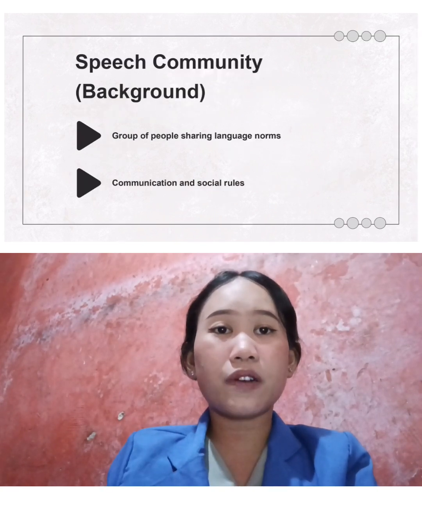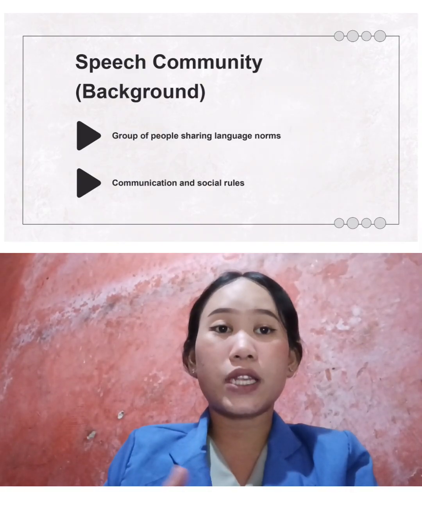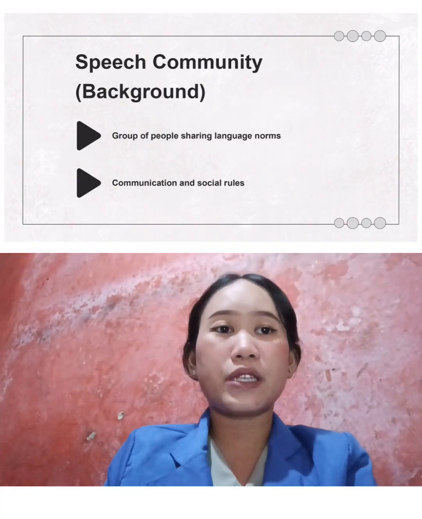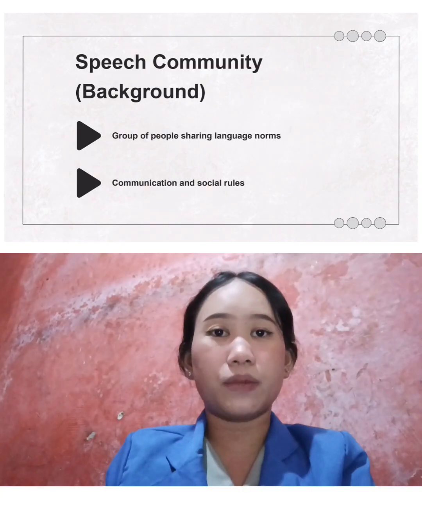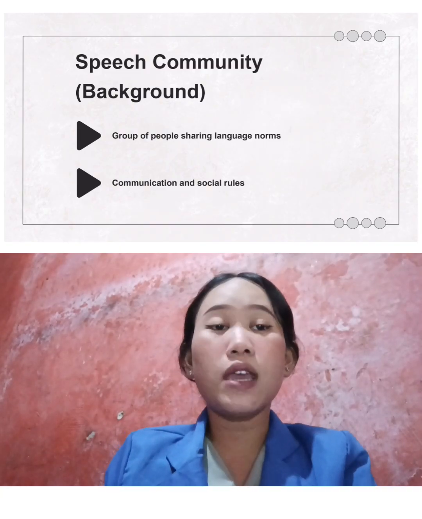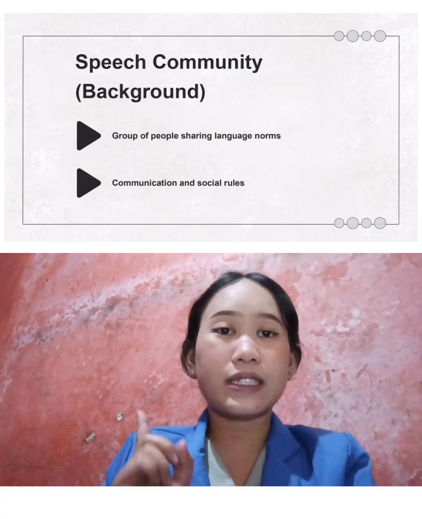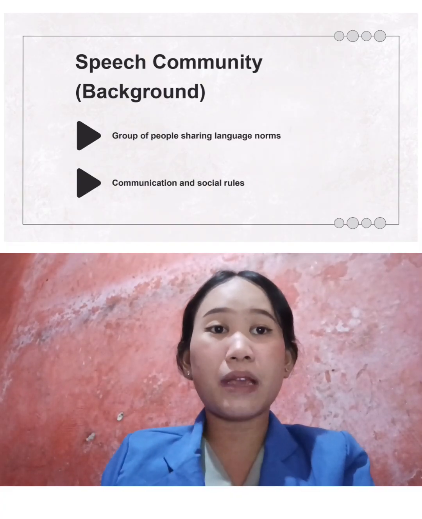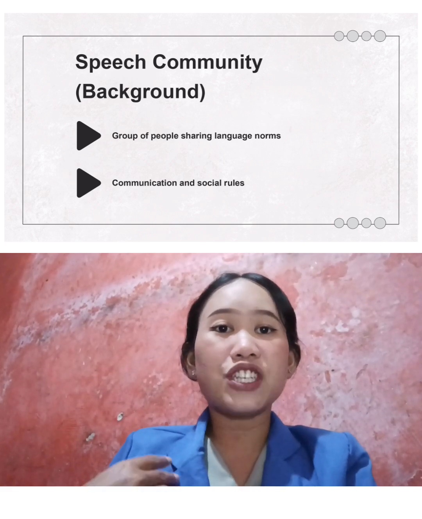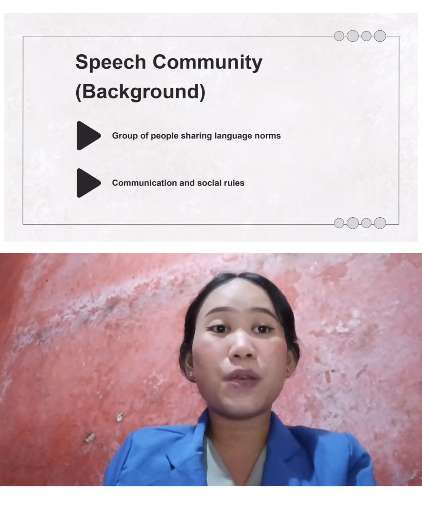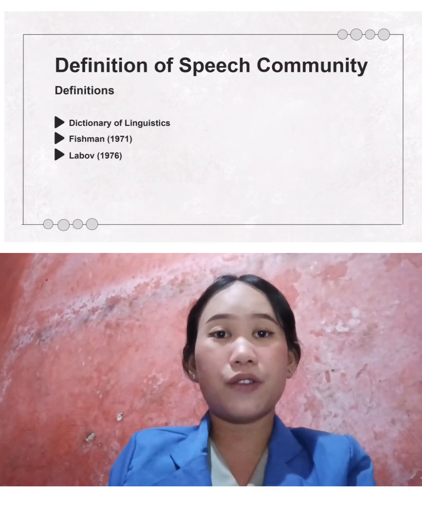Before discussing linguistic variation, we must first understand the concept of speech community because linguistic variation always occurs within a speech community. A speech community is a group of people who share common language norms. They may not speak exactly the same way, but they understand what kind of language is appropriate in certain situations. For example, students at the university may speak casually with friends, but they know how to speak formally to lecturers. This shared understanding shows that they belong to the same speech community. Next slide is definition of speech community.